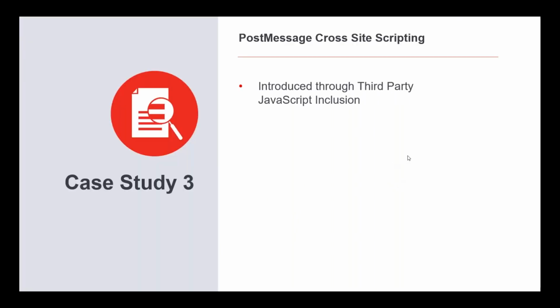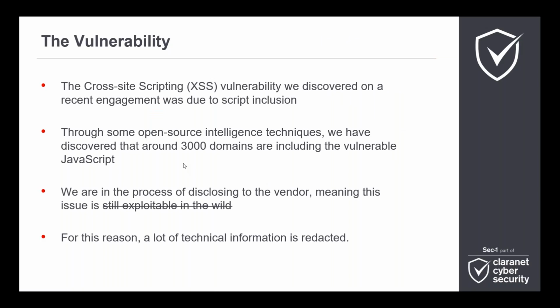So the third case study is, as mentioned, one that we found on a recent engagement with a client, so quite a lot of stuff had to be redacted. It was introduced through a third-party JavaScript inclusion, which I'll explain. But essentially, through open source intel techniques, we discovered that around 3,000 domains are vulnerable. This actually includes PayPal potentially. PayPal definitely uses this third-party library. And we're in the process of disclosing it to the vendor.